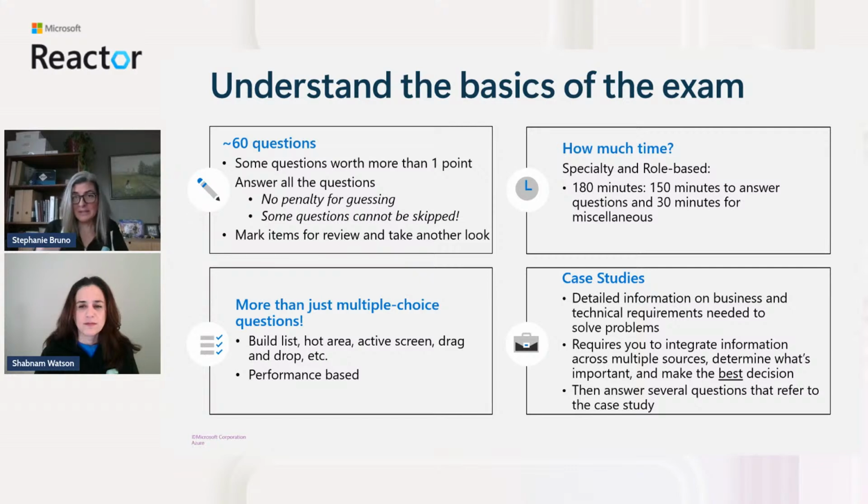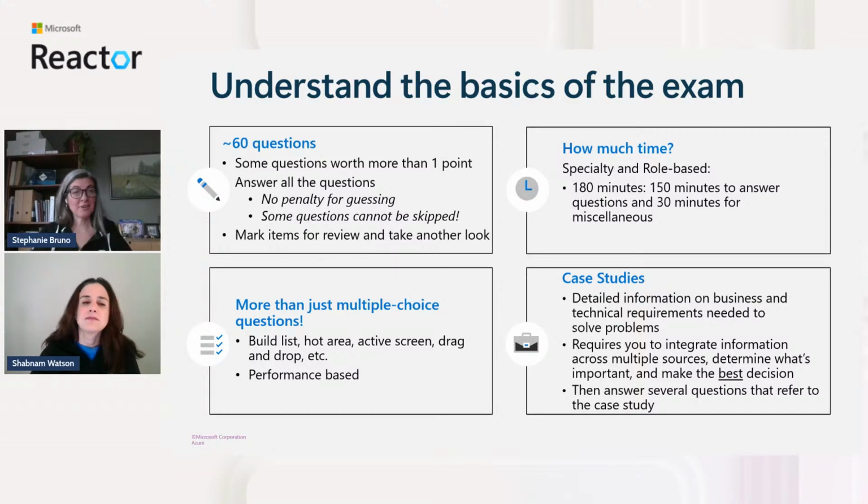Okay, and how much time should you plan for? Plan for 180 minutes for specialty and role-based exams, 150 minutes to answer the questions, and then maybe 30 minutes for instructions. So it's going to take some time. Definitely give yourself some time beforehand to breathe and do whatever you need to do to relax, as well as the time that it's going to take for the exam. The passing score is 700. That's what we want to get to.